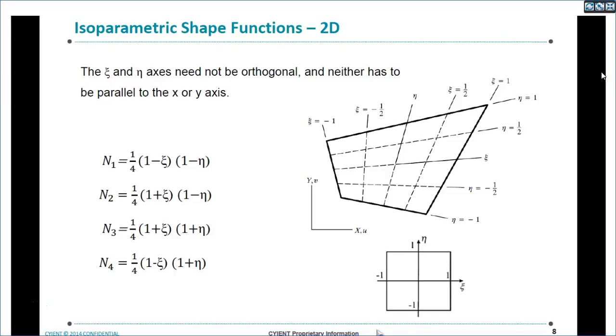But when you map onto the natural coordinate system, as we discussed, it varies from -1 to 1, so it looks like a perfect square. Then when you derive the shape functions, these are the shape functions N1, N2, N3, and N4.